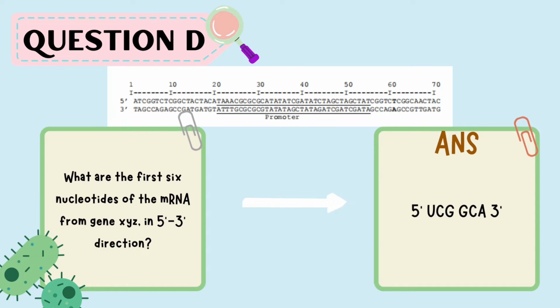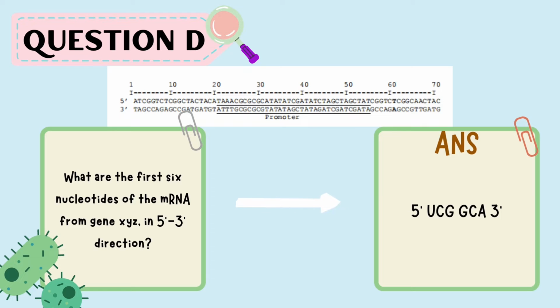Next question, question D. What are the first 6 nucleotides of the mRNA from gene XYZ in 5' to 3' direction? The answer is 5' UCG GCA 3'. The question is, how can we get this answer? So firstly, we need to identify which one is the template strand and non-template strand. Based on the answer from question A, we know that the first line is the non-template strand and the second line is the template strand.